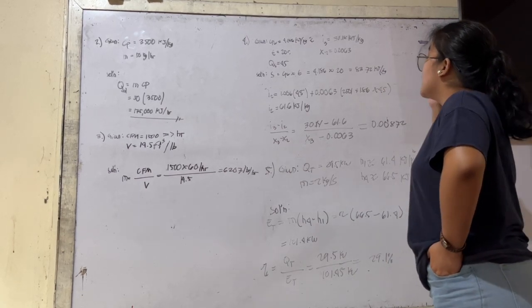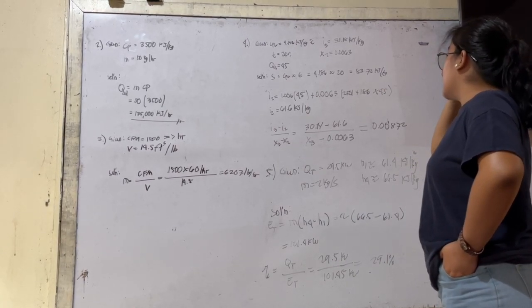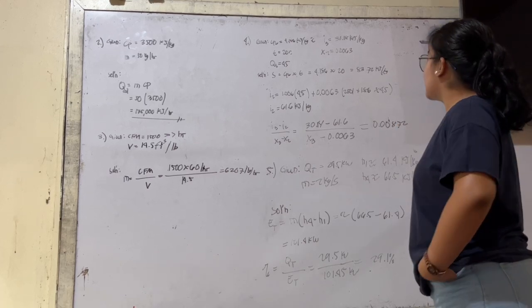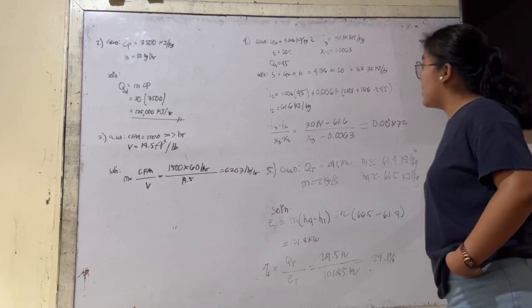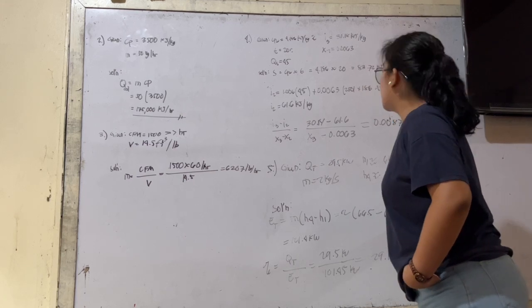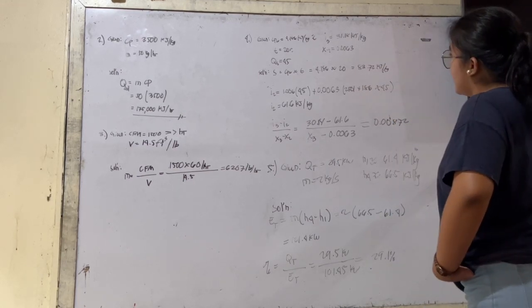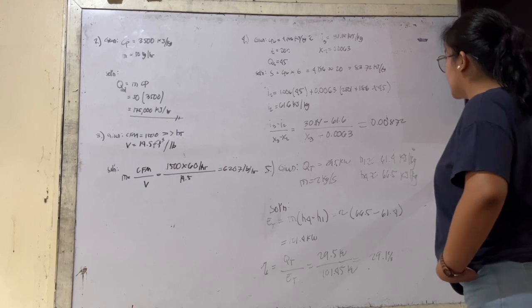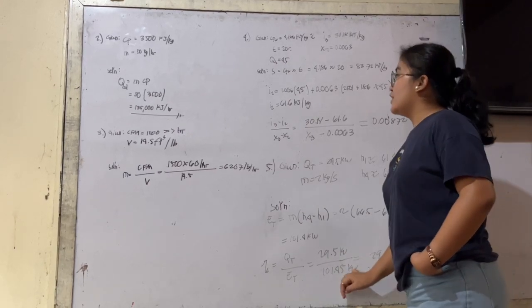So number 4, we have a CP, which is 4.186 kilojoules per kilogram Celsius, and IP is 30.80 kilojoules per kilogram. T is 20 Celsius, X2 is 0.0063, and Q is 45.